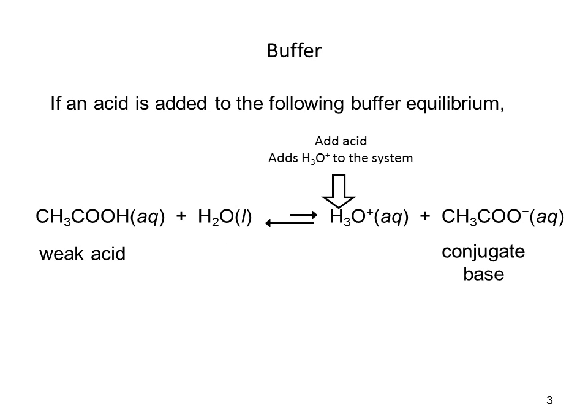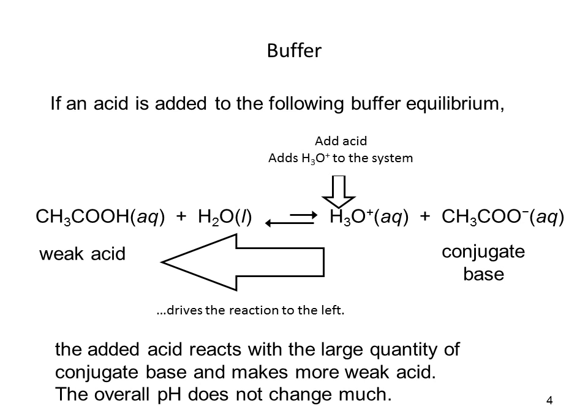Here is a buffer system. A buffer system is composed of large quantities of a weak acid and its conjugate base. If I add a little bit of acid to this system, I increase my hydronium ion concentration. That hydronium ion concentration reacts with the conjugate base. When it reacts to the conjugate base, it shifts the equilibrium to the left, making more of the weak acid. The excess acid is consumed by the large conjugate base concentration, and it makes a little bit more weak acid, but the overall pH does not change much.